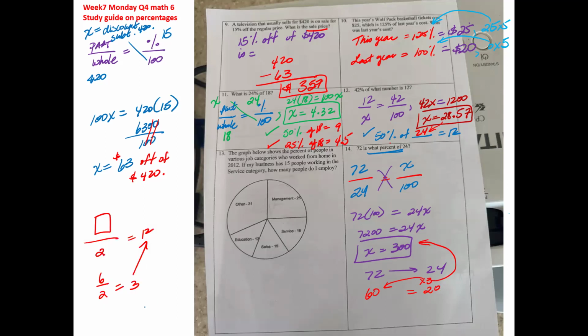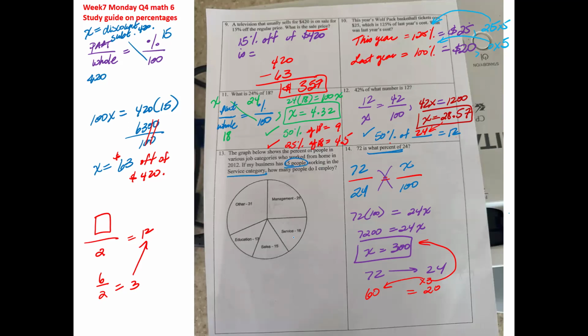All right, number 13, last one. The graph below shows the percent of people in various job categories who work full-time in 2012. If my business has 15 people working in this category, how many people do I employ? Okay, in various jobs. So which industry do we want to look at?